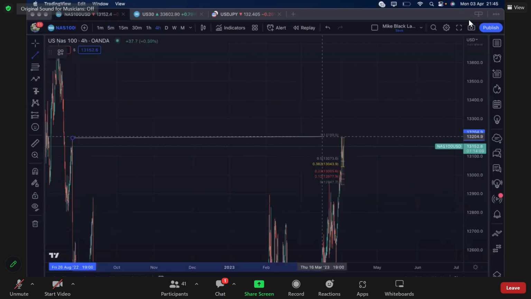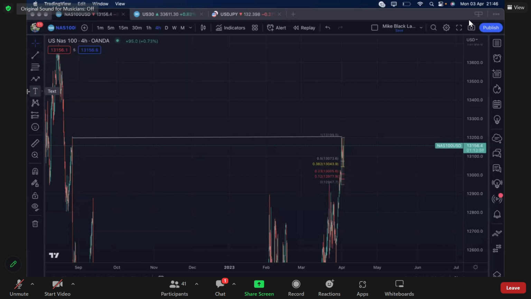Equal highs. So they really are always busy generating liquidity. Always. I absolutely love liquidity, because if you can see that, you can spot that, then you won't be part of it.